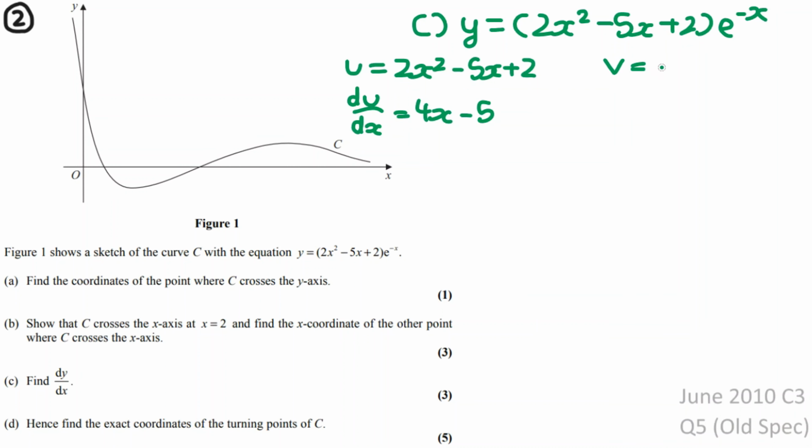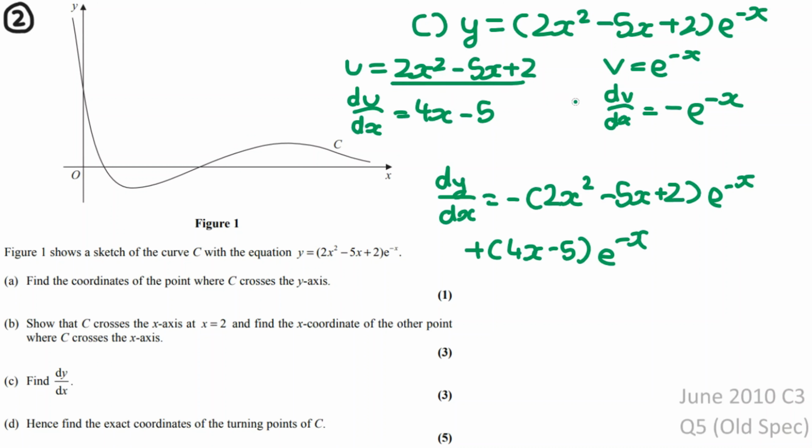Therefore v is going to be equal to e to the power of minus x, and dv over dx is therefore going to be minus e to the power of minus x, because this minus is going to come down. We talked about this in the first video in this chapter. So therefore dy over dx is equal to 2x squared minus 5x plus 2 multiplied by minus e to the power of minus x, and then we can move the minus to the front here, plus 4x minus 5 multiplied by e to the power of minus x.